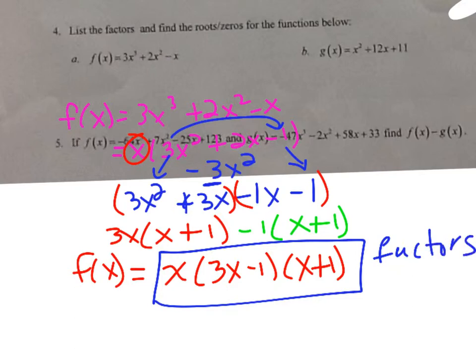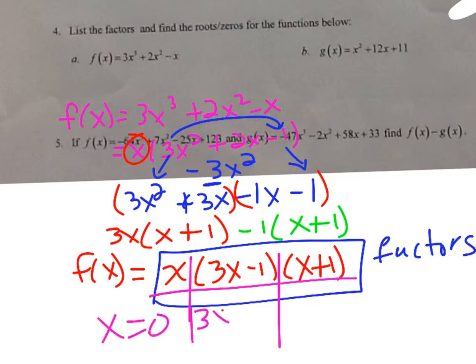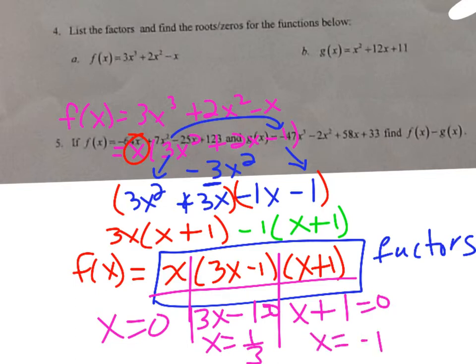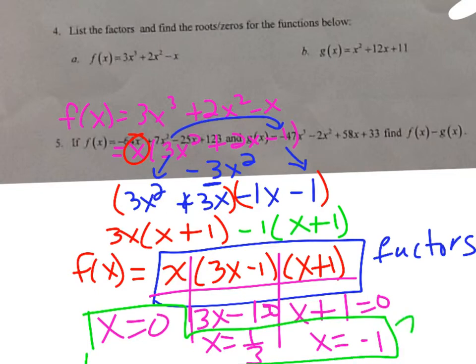All right, now my zeros. So I take these and I set these equal to 0. So x equals 0. 3x minus 1 equals 0. Add 1, divide by 3, x equals 1/3. x plus 1 equals 0. Minus 1, we get x is equal to negative 1. So these here, those are my zeros.